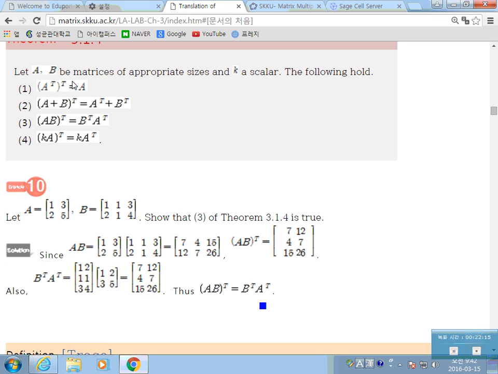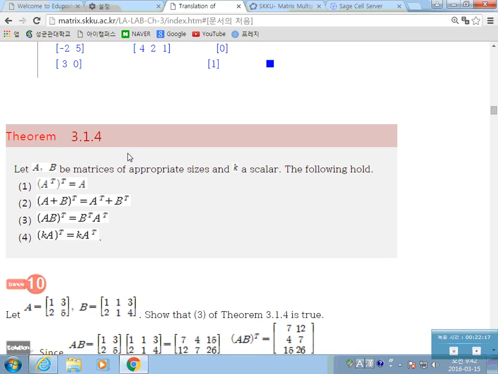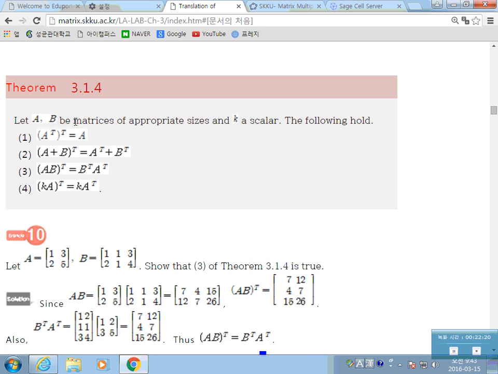Okay. And this is another property. Let A and B be matrices of proper size and k a scalar. Then the transpose of A transpose is A itself. And the transpose of A plus B is A transpose plus B transpose. But this third part should be this: the transpose of AB is B transpose times A transpose. That is very important. And in the scalar case, (kA) transpose is k times A transpose.